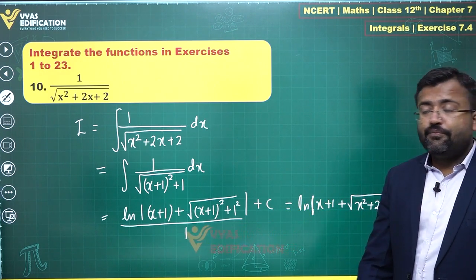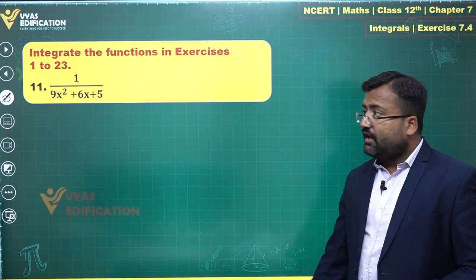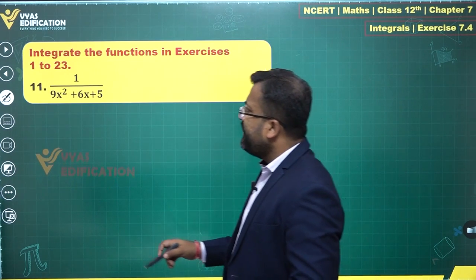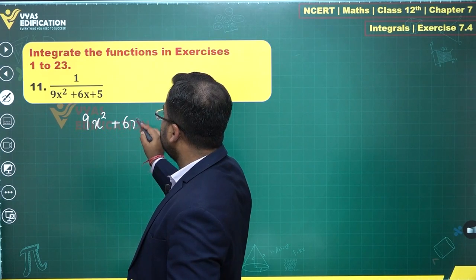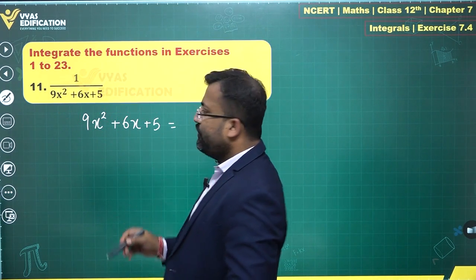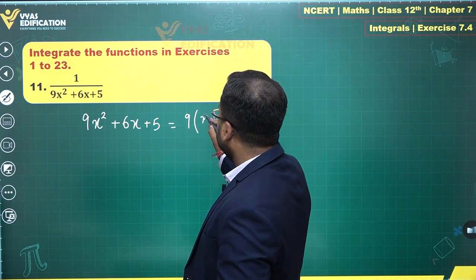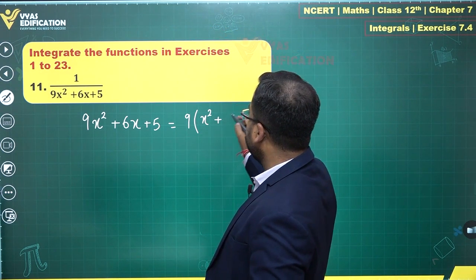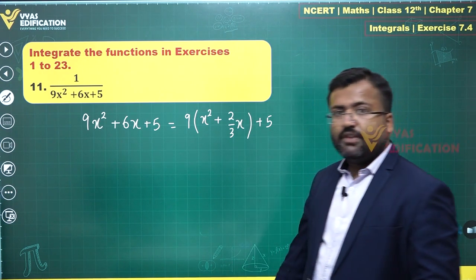The 11th question says you have 1 upon quadratic over here. Okay, now let's try to simplify this 9x square plus 6x plus 5 first. 9x square plus 6x plus 5. For completing the perfect square, what we can do is we can take out 9 common from the first two terms. I get x square plus 6 by 9, which is 2 by 3, x plus 5 is also there. Yes.